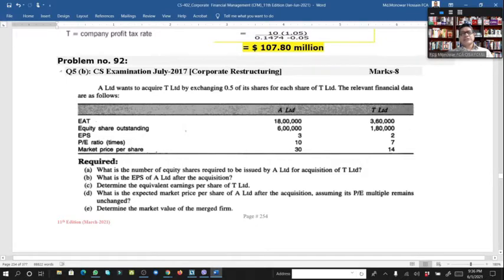Now the price earning ratio was 10 times. What is the expected market price per share of A Limited after the acquisition, assuming its PE multiplier remains unchanged? Here the PE multiplier is 10 for A and 7 for T, and it would be unchanged. What would be the expected market price of A Limited?